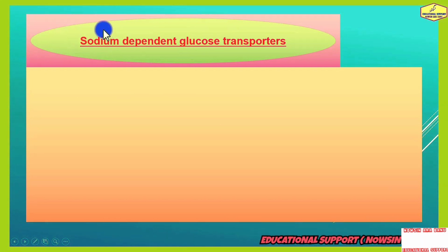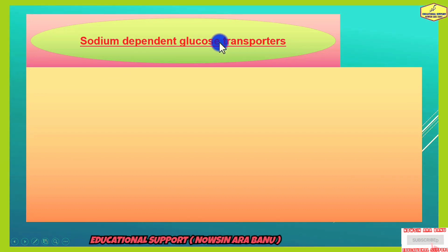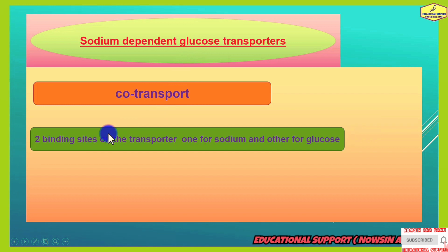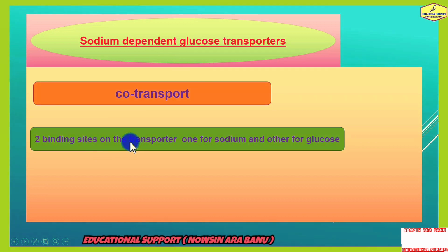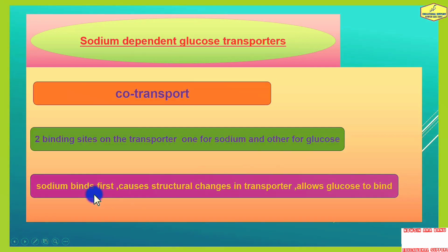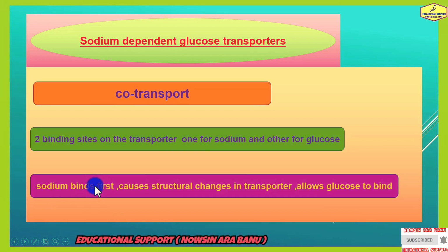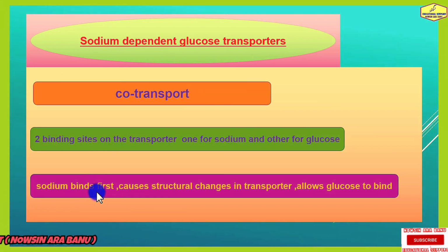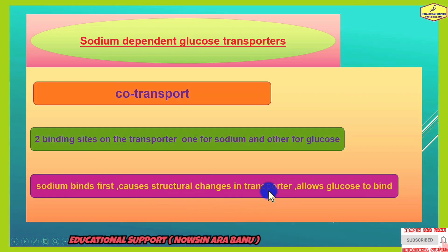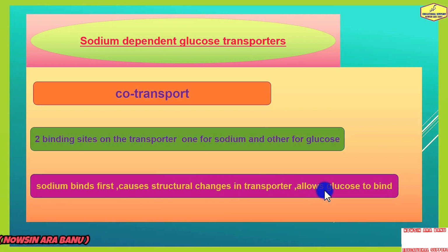First is the sodium dependent glucose transporter. Do you know what the sodium dependent glucose transporter is? It is a form of co-transport. There are two binding sites on the transporter, one for sodium and the other for glucose. Do you know why sodium binding is important? Sodium binds first, which causes structural changes in the transporter that allow glucose to bind.